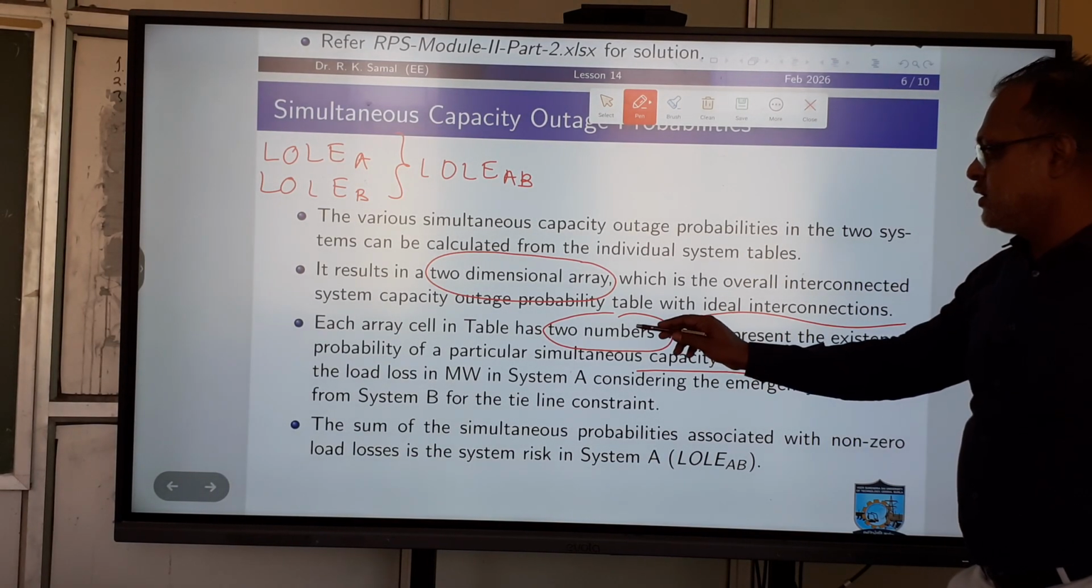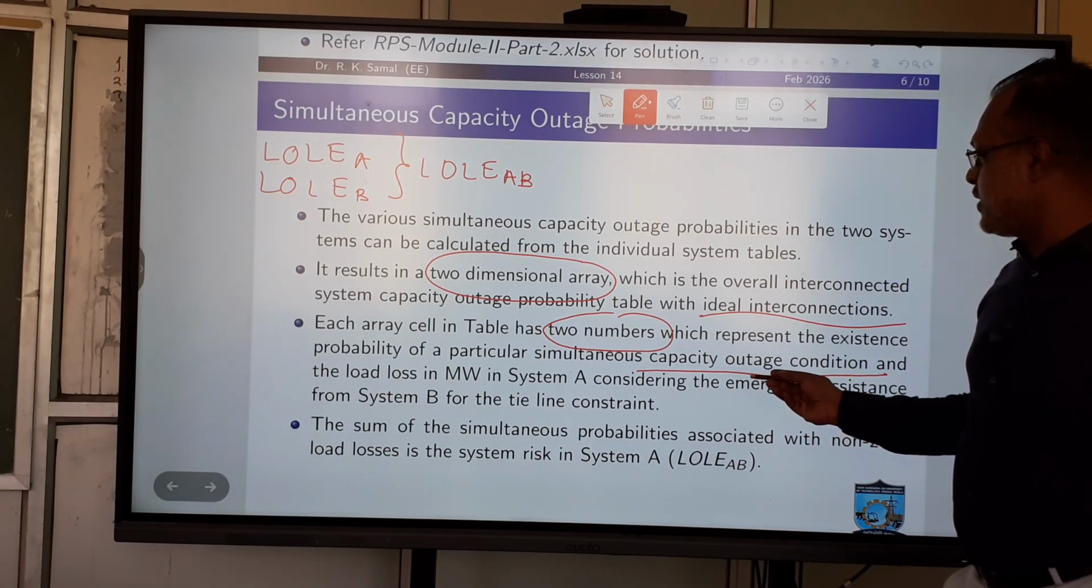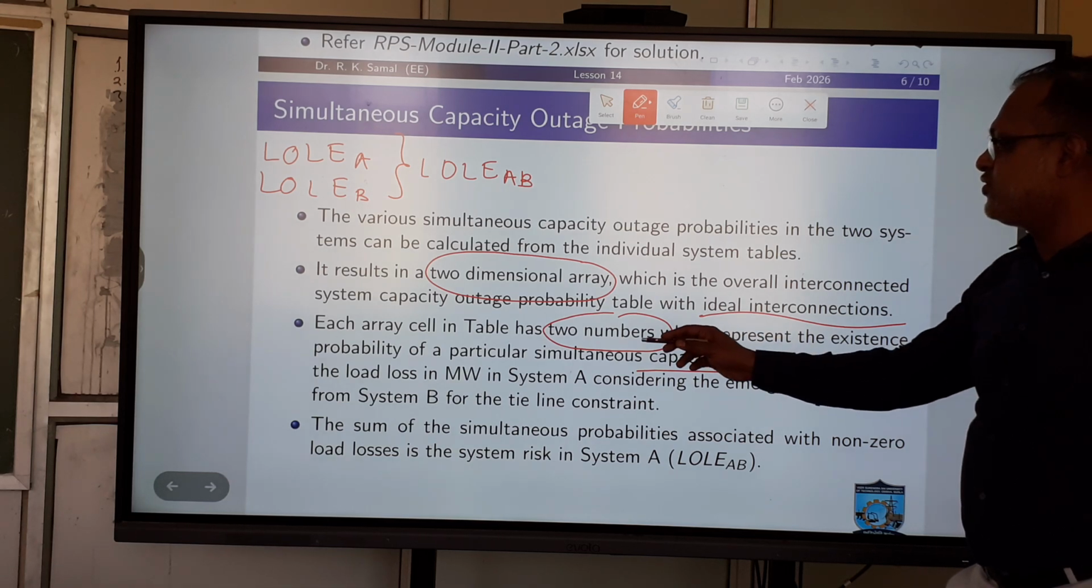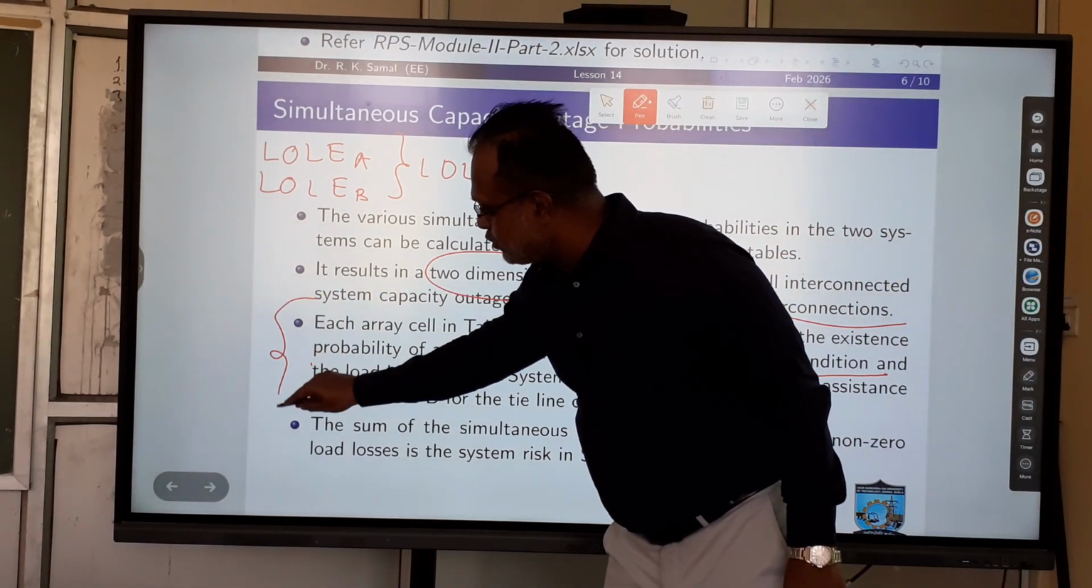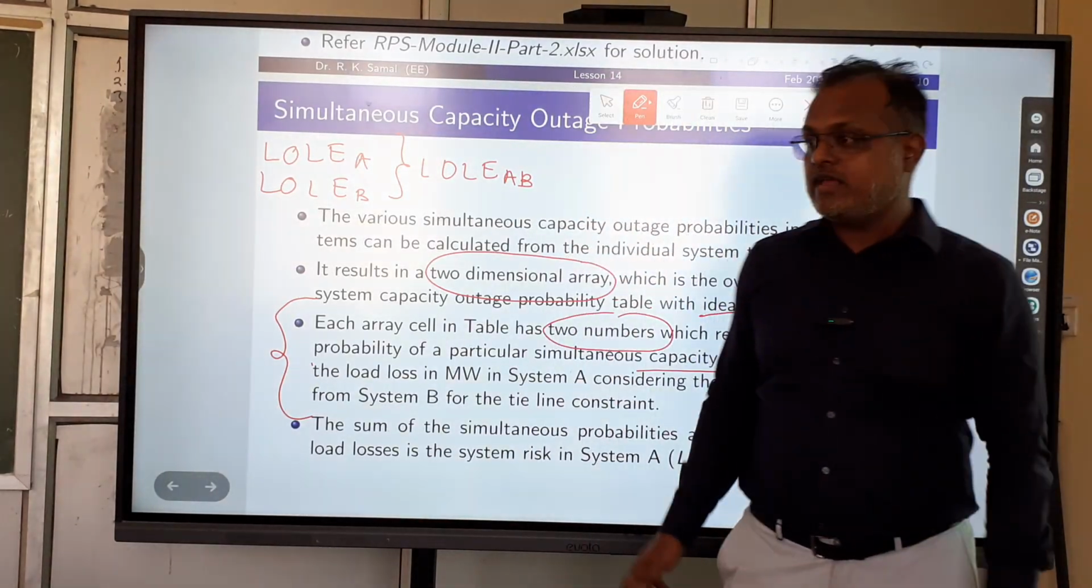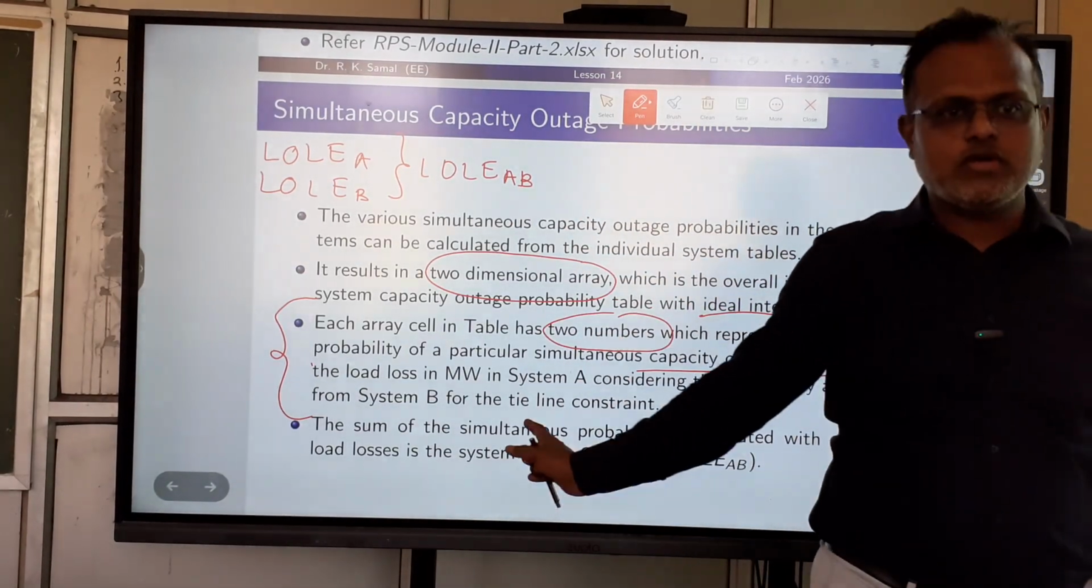Okay. The load loss of megawatt in system A considering the emergency assistance for system B for the time and cost. You need to write this down. So write this down so that you can understand the table when I say. Just write this line. Okay. Write this line.